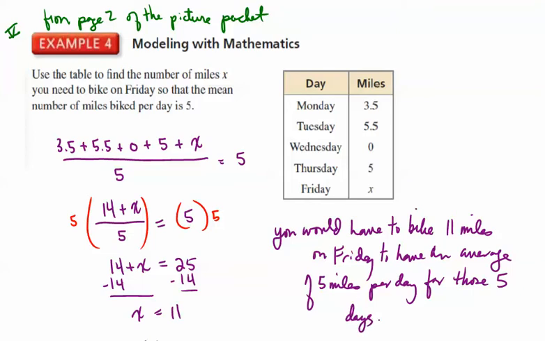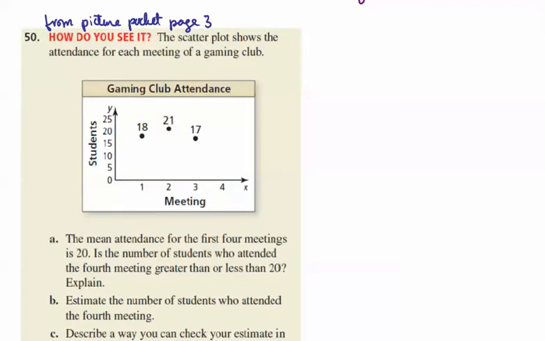Alright, we'll take a look at one final example. Also from the picture packet, page 3. The scatter plot shows the attendance for each meeting of a gaming club. The first meeting, 18. Second meeting, 21. Third meeting, 17.